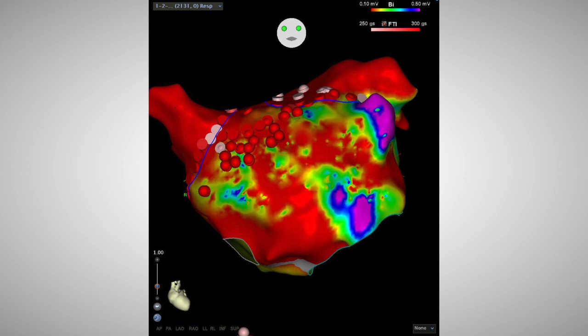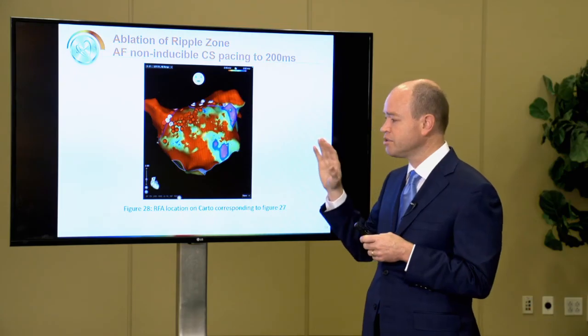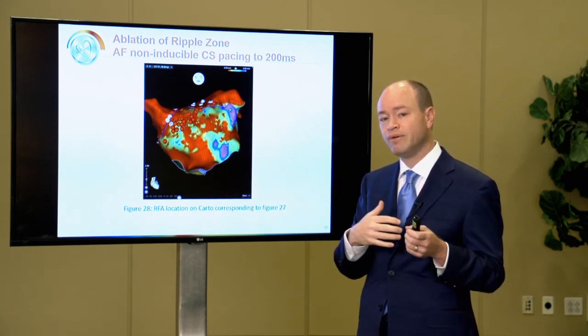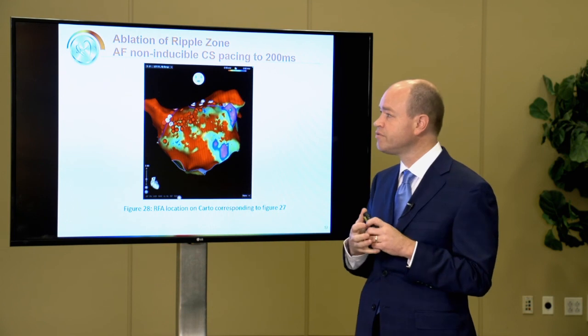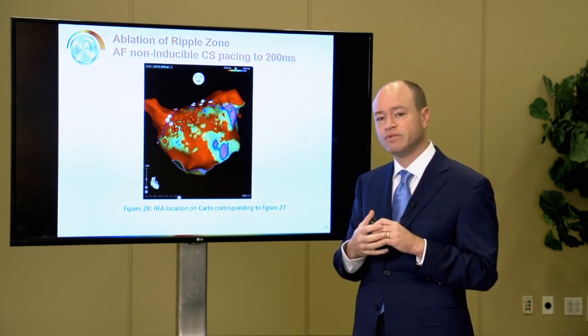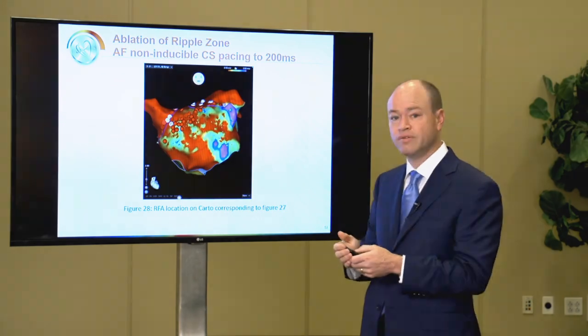I did extend the ablation to cover the left atrial roof and achieve conduction block across that structure. But now, once that was complete, rapid pacing down to 200 milliseconds failed to reinduce atrial fibrillation. So this is a good example of where we can actively use ripple not only for mapping of atrial tachycardias, atrial flutters, but also mapping for AF drivers, and it's proven quite effective in that regard.